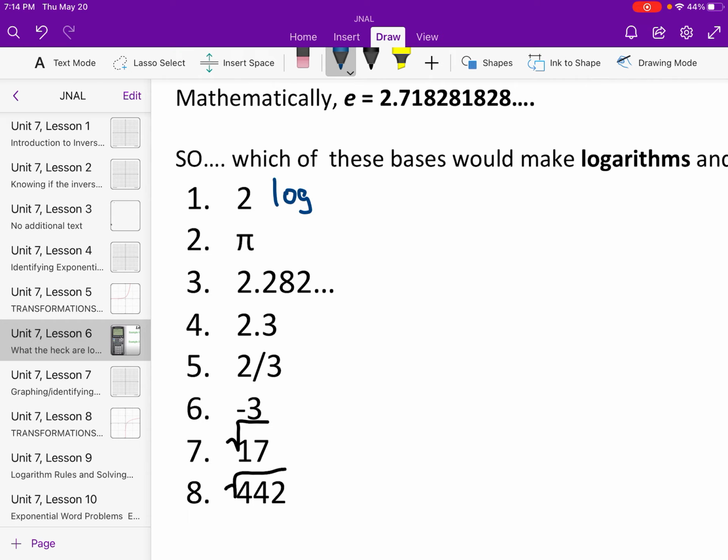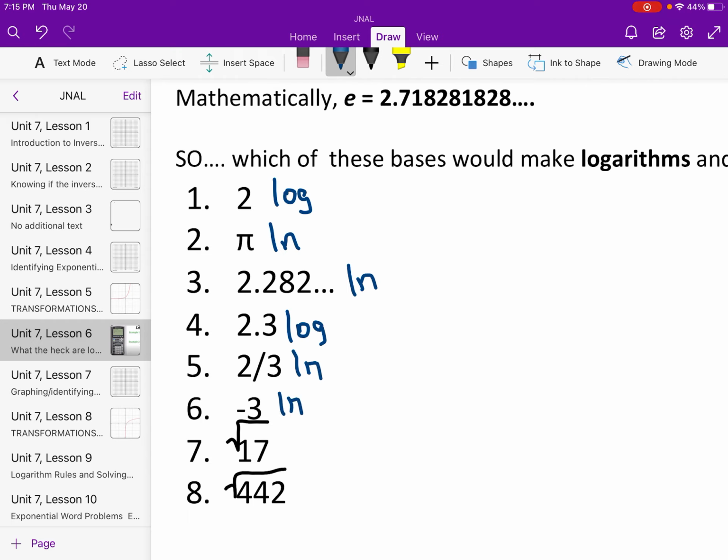That's an evaluation of that. Pi, that does go on forever, so ln. Since this has 3 dots, ln. 2.3 doesn't go on forever, log. 2/3, it is 0.6 repeating, or sometimes it's usually rounded to that, but hopefully you know that it's just 6 repeating, so that would also be a ln function. -3, since it's negative, ln.